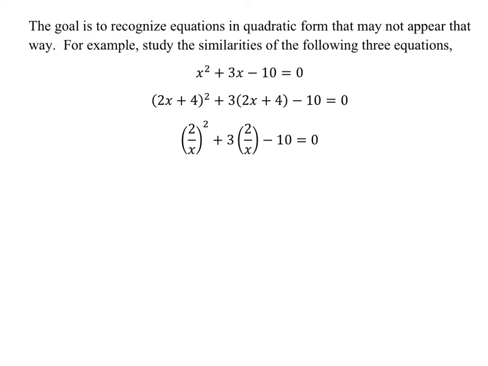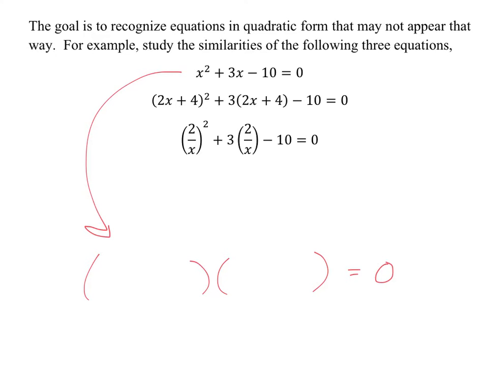Yeah, they all have the same coefficients. If you have the same coefficients and it's a quadratic, it's really all the same thing. Except in the first one, you're solving for x, right? In the second equation, you're solving for the quantity 2x plus 4. And in the third equation, you're solving for the quantity 2 over x. So solve the first one, please. Go ahead and factor the first one. What's the first one factor into? What do you got for this one?